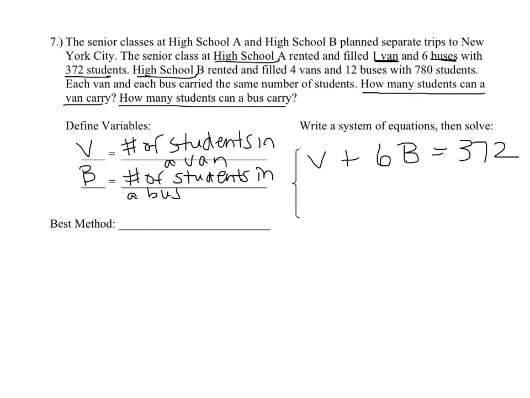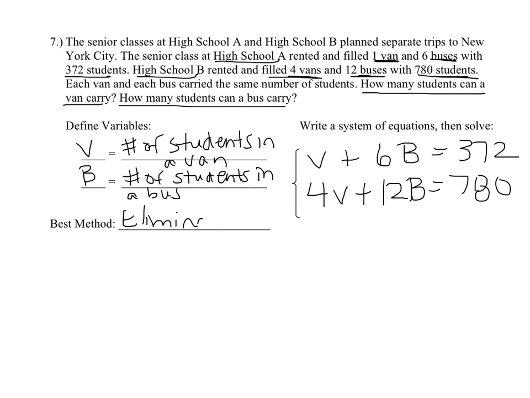And the other one? 4 vans, 12 buses, 780 students. There you go. 4V plus 12B equals 780 students. Method I would use here: because I like elimination, I personally would use elimination. What I would do is multiply the whole top equation by -4 to cancel out my V's, or you can multiply the whole top equation by -2 to cancel out your B's. You also, though, because that V is right there and all you'd have to do is subtract 6B from both sides to get it, you could also use substitution. Either one is really good.